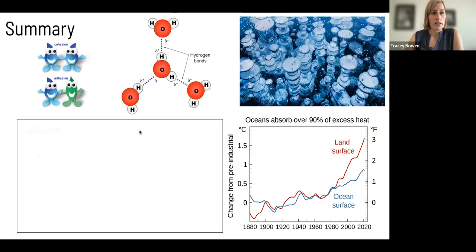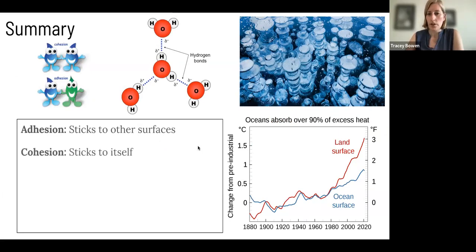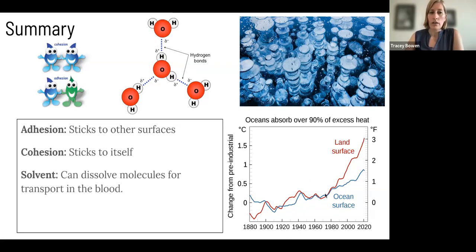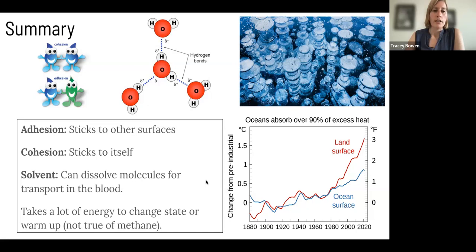So to summarize, adhesion is when water sticks to other surfaces. Cohesion is when it sticks to itself. Solvents: water acts as a solvent for many solutes, and that means it can dissolve those molecules for transport in the blood. And then it takes a lot of energy to change the state or warm up water, which is not true of methane.